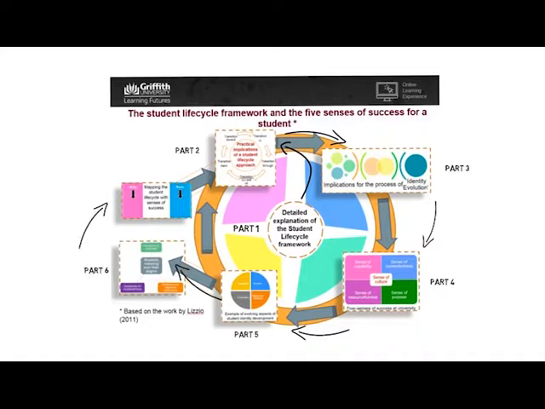Part 7 of the Student Lifecycle Framework, mapping the evolving identity of students over the life cycle and the evolving nature of student success.